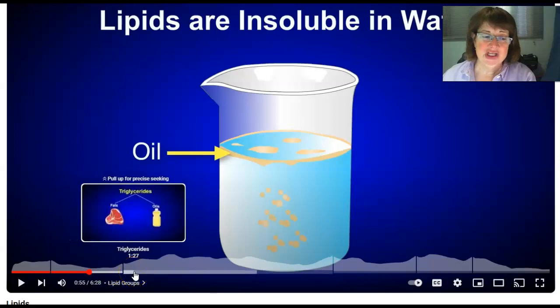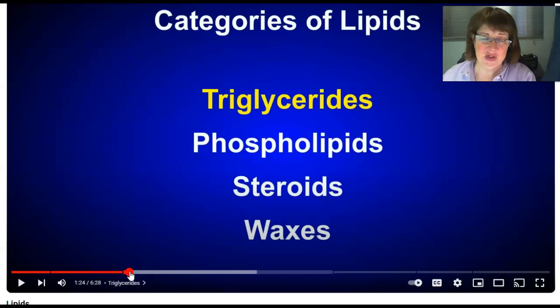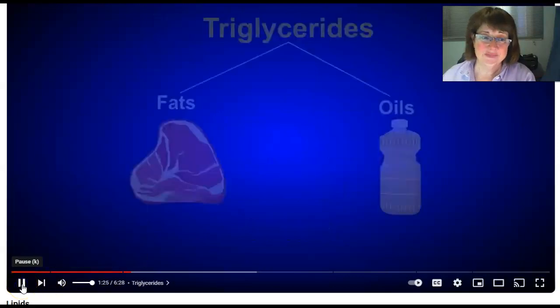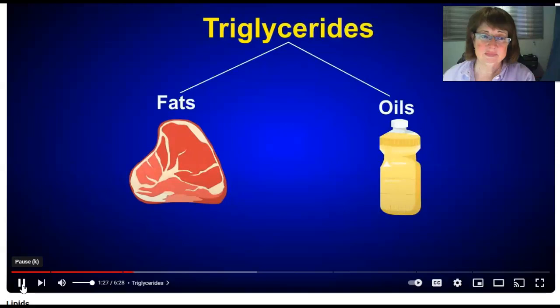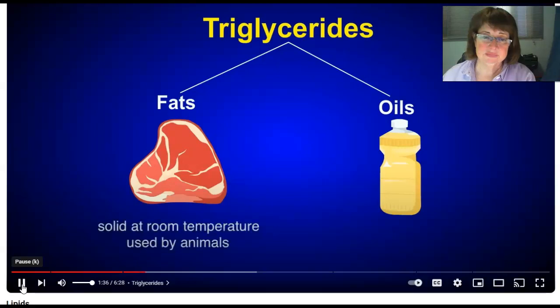So when we look at triglycerides, the first category, we are going to look at what are called fats and oils. Triglycerides include the fats and oils. Fats, such as lard and butter, are solid at room temperature and are used by animals for insulation, protection, and long-term energy storage. Oils, such as corn oil and olive oil, are liquid at room temperature and are used by plants for long-term energy storage.